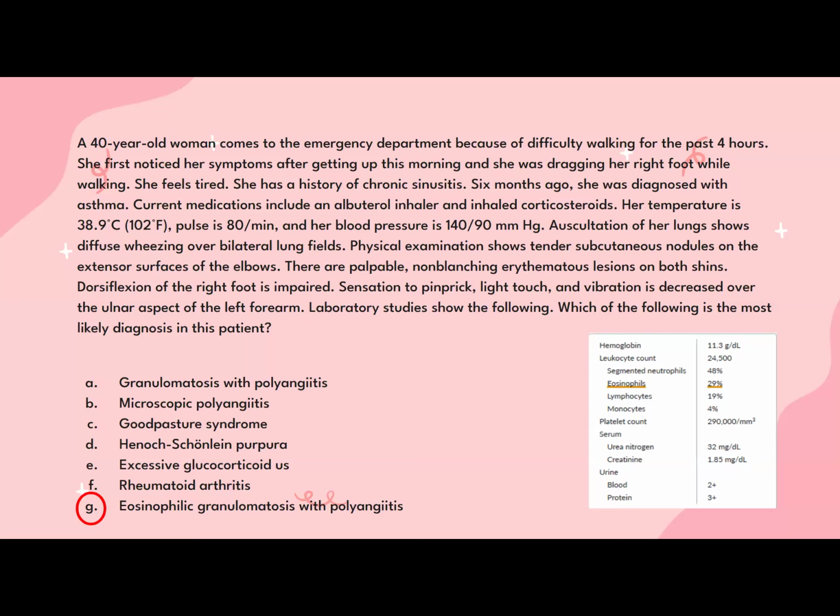So the fact that this is nephritic, right? The fact that there is eosinophilia, right? The fact that you have palpable purpura, you have those lesions, the chronic sinusitis, and then the asthma. All of these point towards eosinophilic granulomatosis.